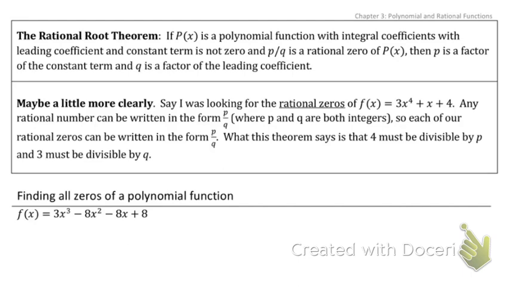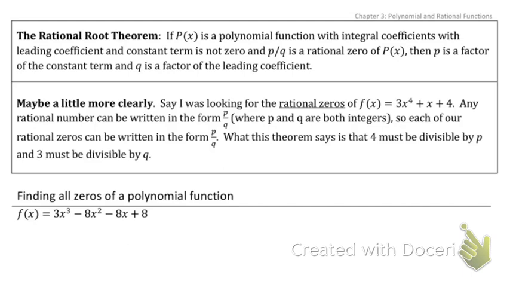What this theorem says is that 4 must be divisible by p. So my p that's on top must be able to go into 4 evenly. So that's a 1, a 2, or a 4. And 3 must be divisible by q. So q must be something that goes evenly into 3. So that's 1 and 3. So my numerator needs to divide 4, my denominator needs to divide 3. That takes the whole world of infinite numbers down to a much smaller, more manageable list of possible rational zeros.